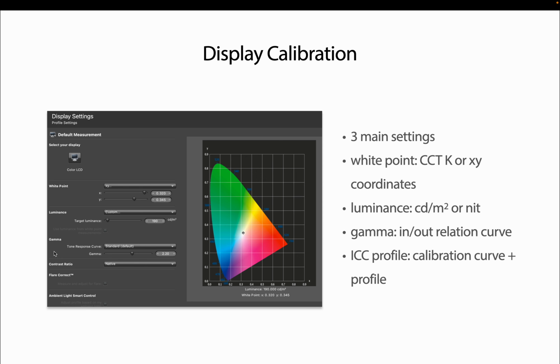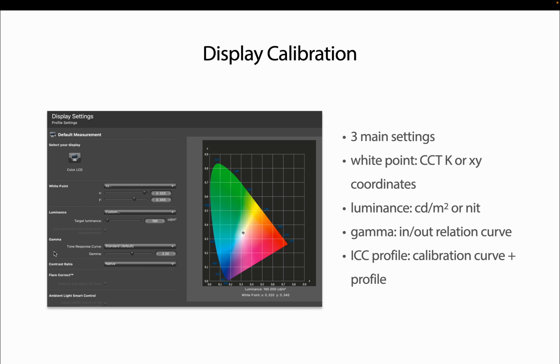White point is the color of white of your display, which is expressed mainly either in color temperature Kelvin or in XY values, XY coordinates. Luminance is the brightness of white of your display, which is expressed in candela per square meter or simply in nit. Gamma is the input-output relation curve between input voltage and output physical brightness of the display, or simply the tone reproduction curve.